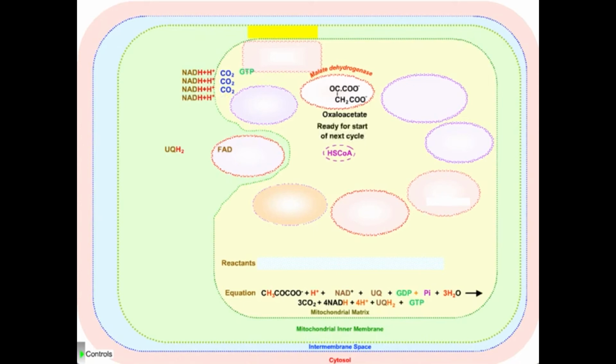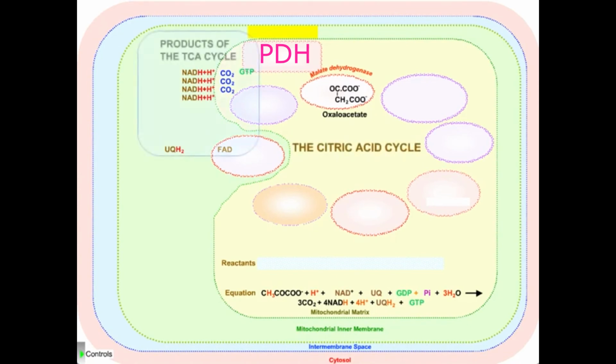Overall, the citric acid cycle yields 2 CO2, 3 NADH, 1 FADH2, or UQH2, and 1 GTP, or ATP. The additional CO2 and NADH listed on the animation is derived from the PDH complex. The oxidation of acetyl-CoA to CO2 occurs at both steps 3 and 4. The 3 NAD+ are reduced to NADH by dehydrogenase reactions in step 3 with isocitrate dehydrogenase, step 4 alpha-ketoglutarate dehydrogenase, and step 8 malate dehydrogenase.